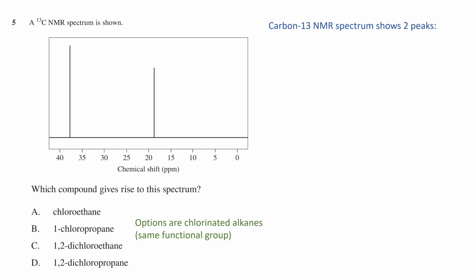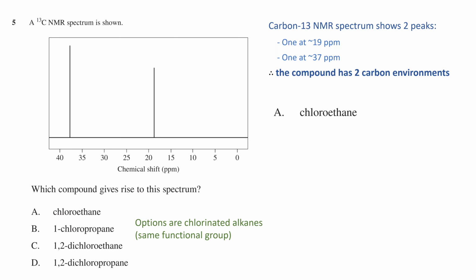However, we can use the fact that the spectrum shows two peaks, one at 19 parts per million and one at 37 parts per million, to conclude that the compound in question has two carbon environments. We can therefore draw out the structure for each and determine which one has two carbon environments.